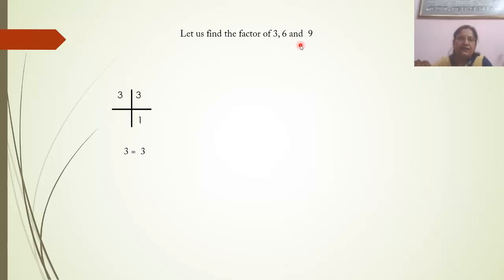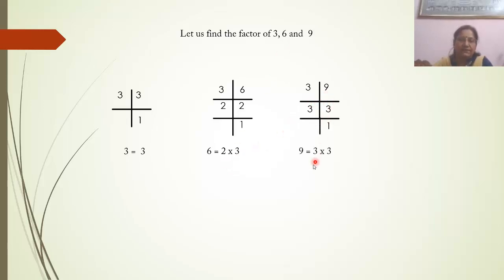Again we are taking the same example, 3, 6 and 9, and we are finding out the factors by the prime factors. So the factor of 3 is only 3. Similarly, the factors of 6 are 2 and 3, and the factors of 9 are 3 and 3. Now we will find out the lowest common multiple of 3, 6 and 9 by this factorization method. Now what we will see is that 3 is common in all of them.